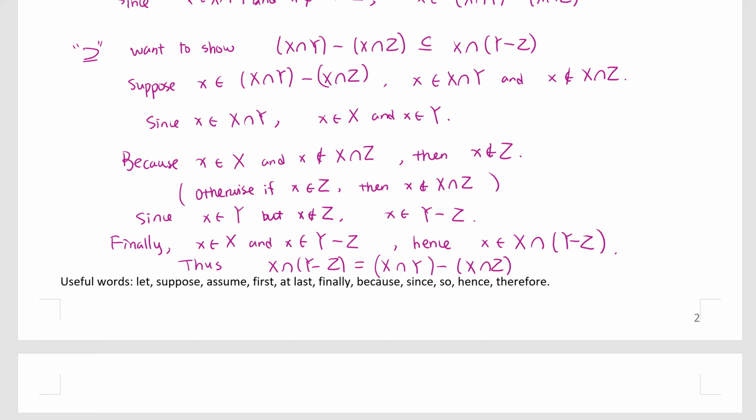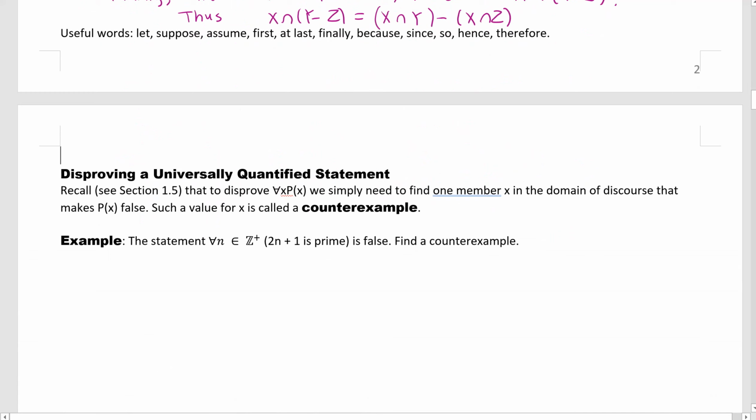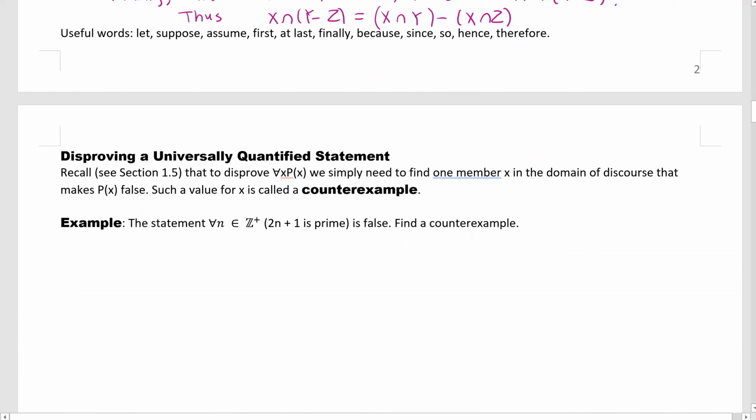Okay, so far so good, everybody? Here I also put the useful words: let, suppose, assume, first, last, finally, because, since, so, hence, therefore. Okay? So you can use these words in your proof.